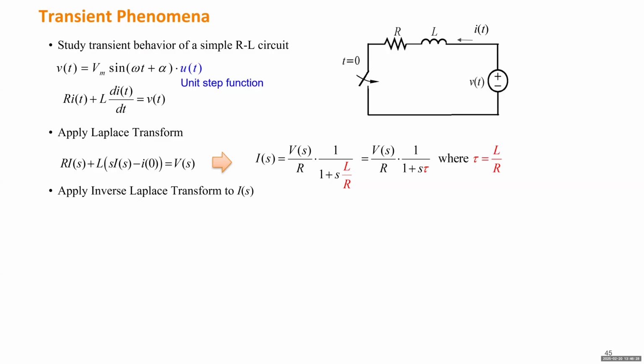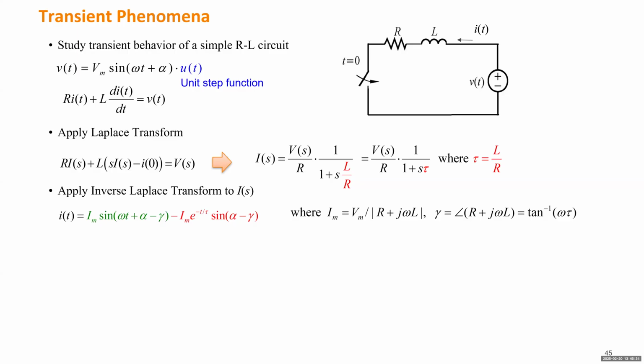So the next step is to use the inverse Laplace transform. I don't prove this one. I assume everybody knows how to do the inverse Laplace transform. So it will become this expression. This one tells exactly how the instantaneous current will change. There are two items. I color the first one in green. This one is basically the steady state sinusoidal waveform.